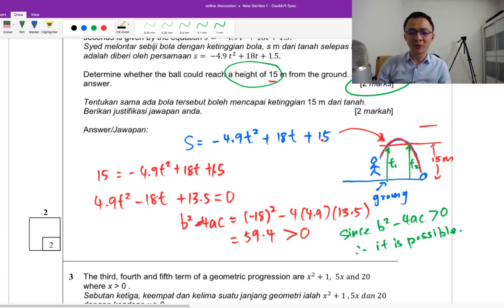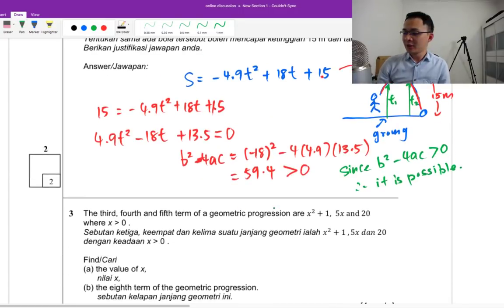So if the ball just touches the height at one point, it is also possible, right? If you do the b squared minus 4ac, you get the answer 0. Yes, that means you only have one answer for t. One answer for t, that means it's still possible. Unless you get a negative value, then it is not possible.